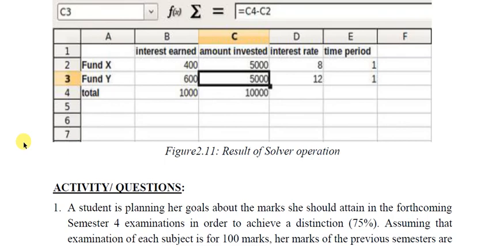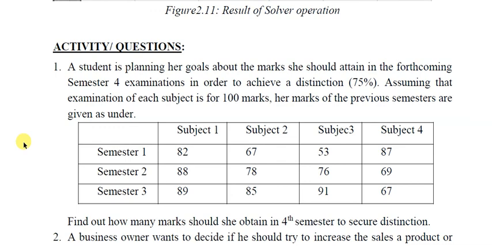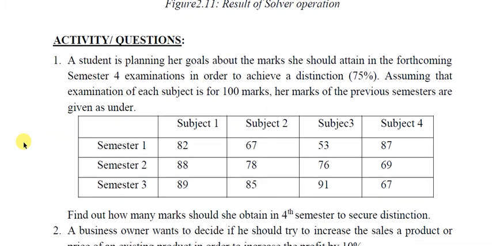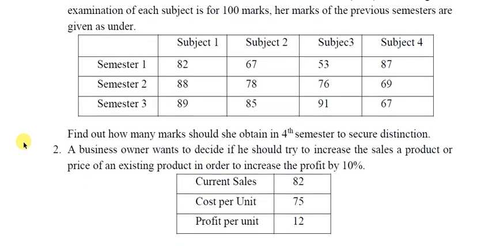Okay. So this is how you apply this solver tool, and the questions related to this must be in your mind, and you should try it in the spreadsheet option, that is Calc of OpenOffice. So some activities are there. A student is planning her goals about the marks she should attain in the forthcoming semester. Assuming that the examination of each subject is for 100 marks, her marks of the previous semesters are given below. Find out how many marks should be obtained by her in 4th semester to secure distinction. Okay, so you have to calculate the marks of 4th semester depending upon the result of semester 1, 2 and 3.